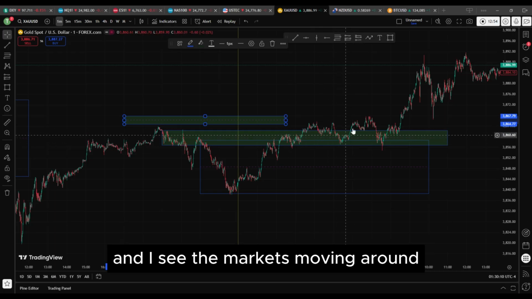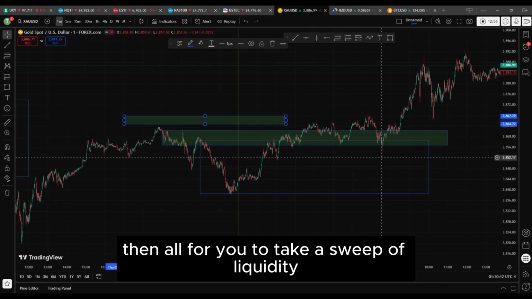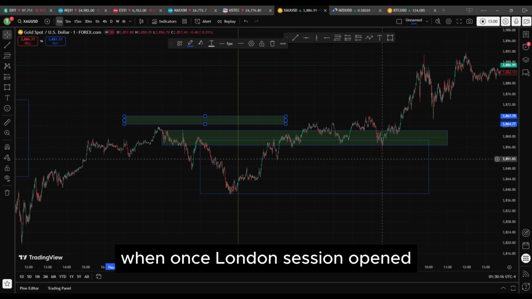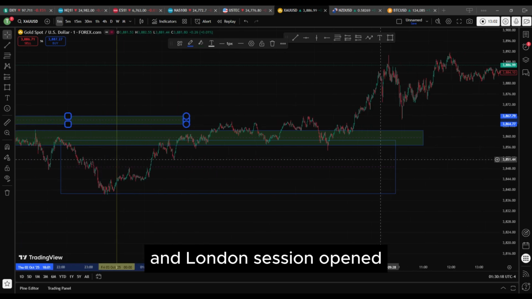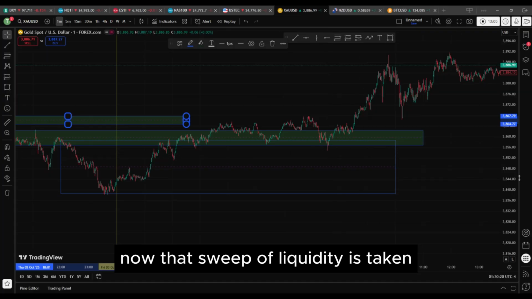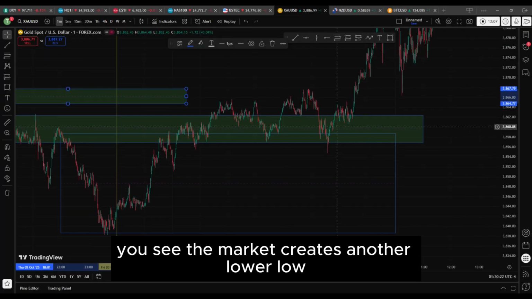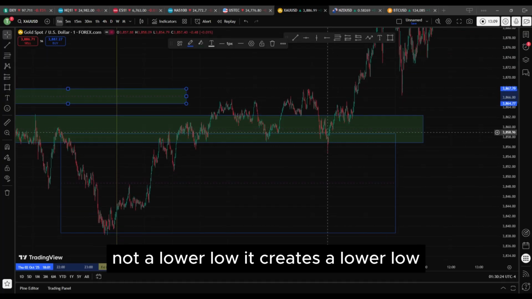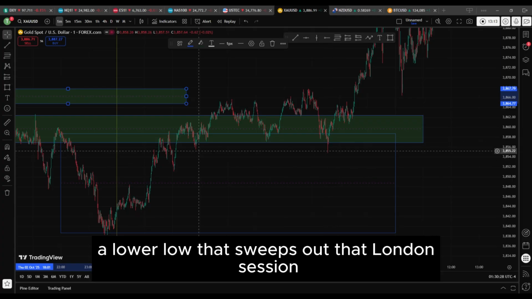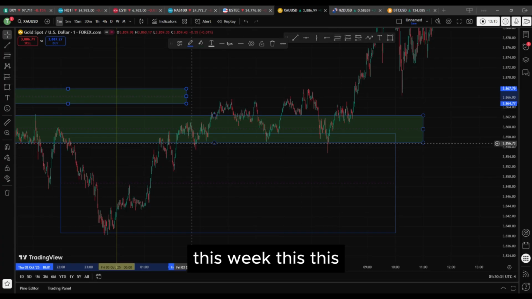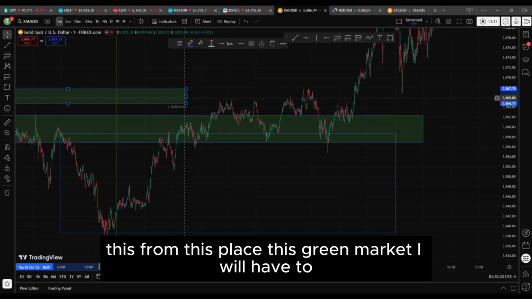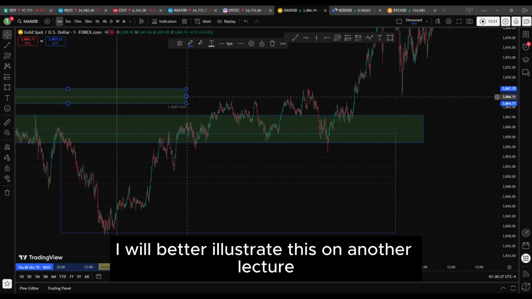And then you see the markets moving around, then it takes a sweep of liquidity when the London session opened. And once the London session opened, now that sweep of liquidity is taken, you see the market creates another lower low. It creates a lower low that sweeps out that London session. It sweeps out this from this place.